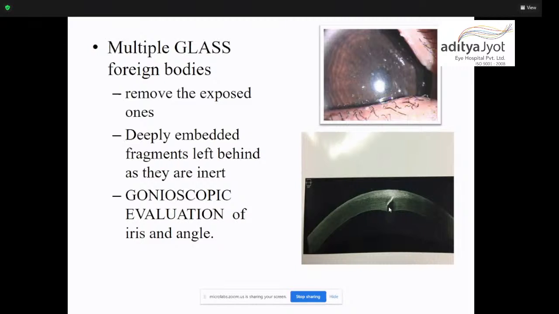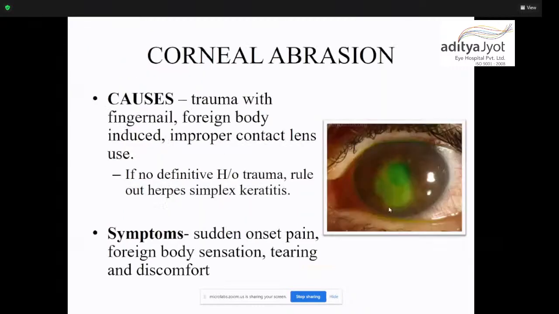Otherwise, what will happen is the foreign body can actually drop on the lens, and it can cause a lenticular opacity, or it can cause further damage. It can even penetrate the iris. So these kinds of intraocular foreign bodies have to be dealt with very carefully, and you should also do a gonioscopic evaluation of the angle.